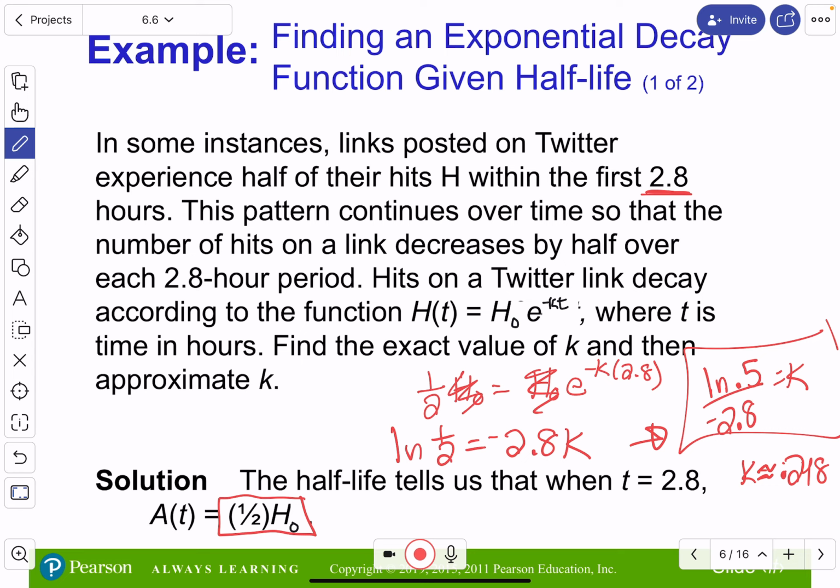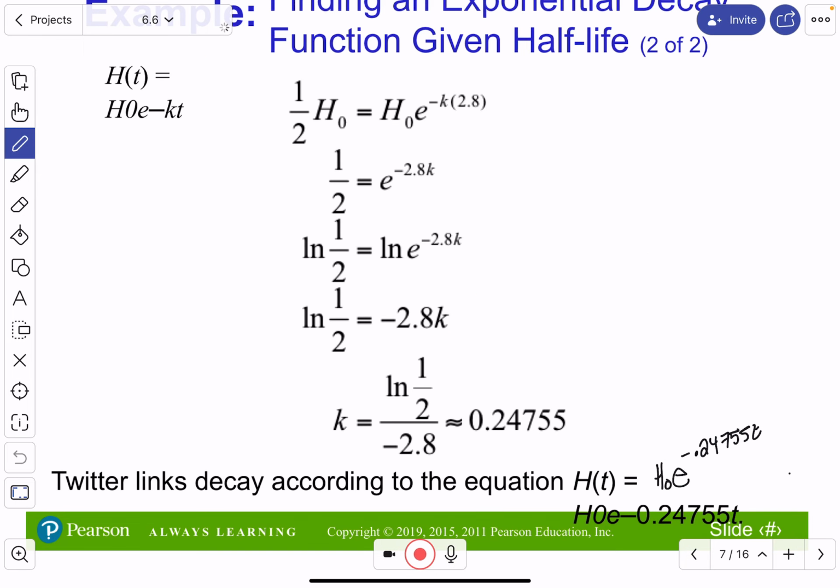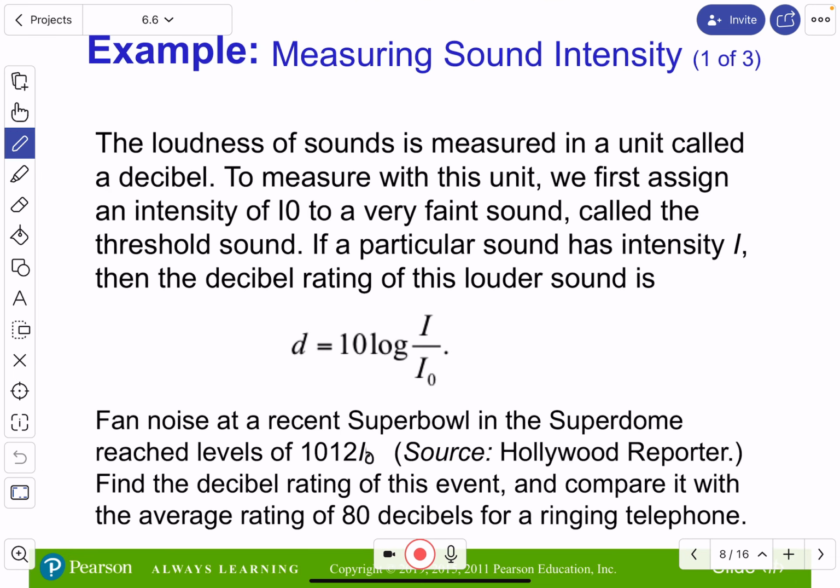So it's just plugging things in and going backwards and forwards with your logs and your exponents. Same thing here, just done out step by step. Okay, loudness is measured in decibels. Decibel equals 10 times the log of the intensity divided by the initial intensity. So, fan noise at a Super Bowl reached levels of 10^12 I0. Find the decibel rating.